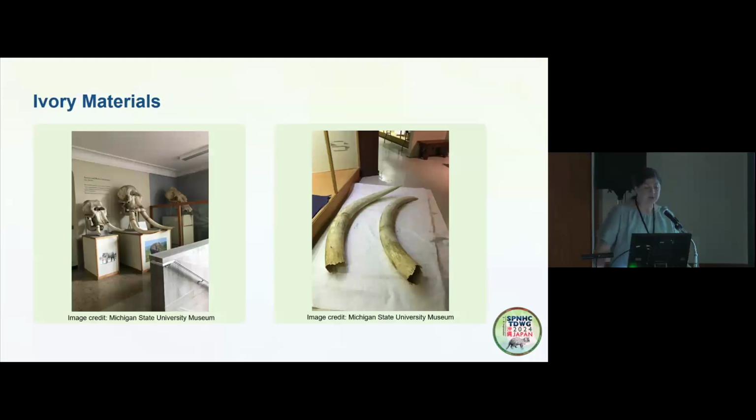Here are some images of our ivory materials. Our museum has had several elephant skulls and articulated skeletons on exhibit, and these were dismantled. We had the tusks removed by the move company, and the ivory tusks were moved to destination number 4.